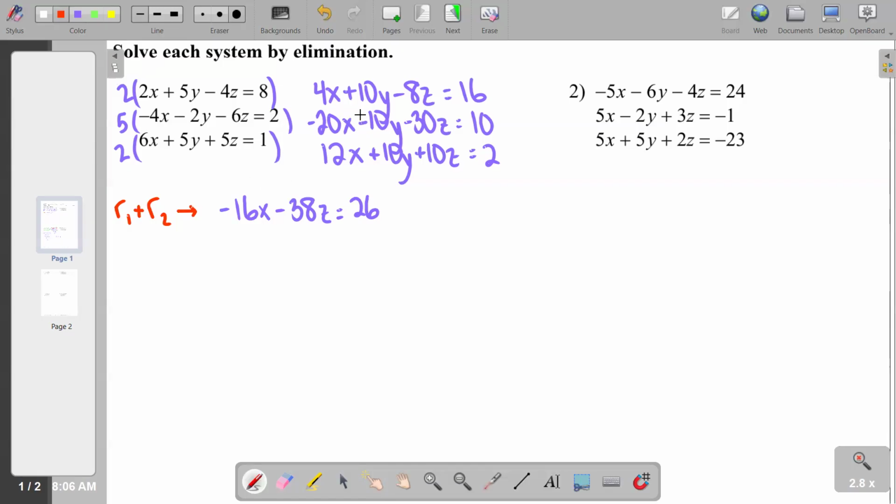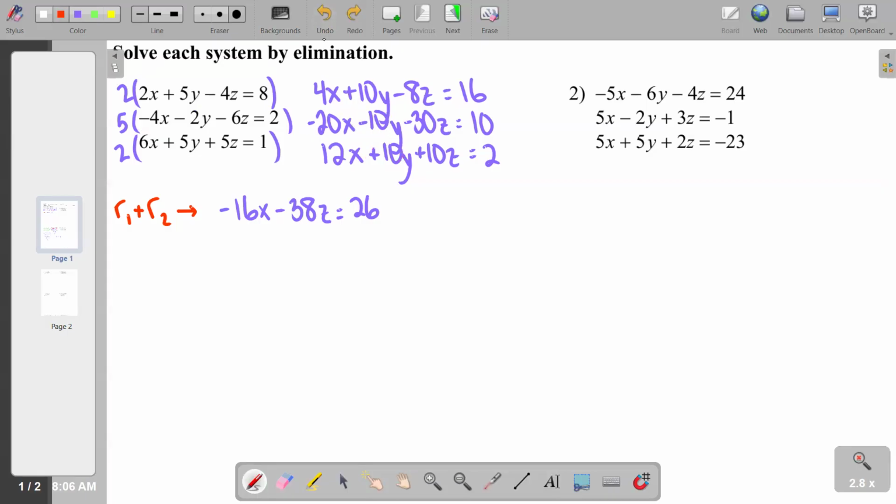And we say that because of what I'm circling in red. We've already got a negative 10 and a positive 10 built. We made that. We did it for a reason, because now when we cash it in, when we add row 2 to row 3, those y's are going to disappear. So we're going to do R2 plus R3.